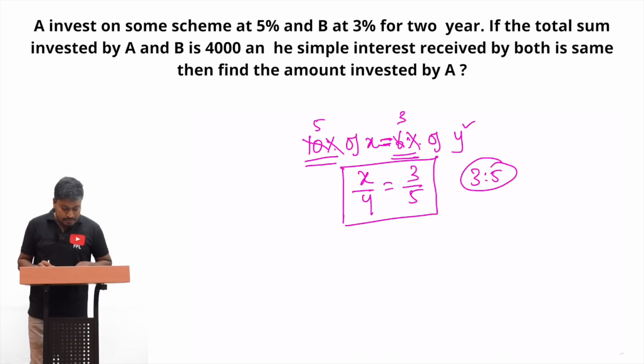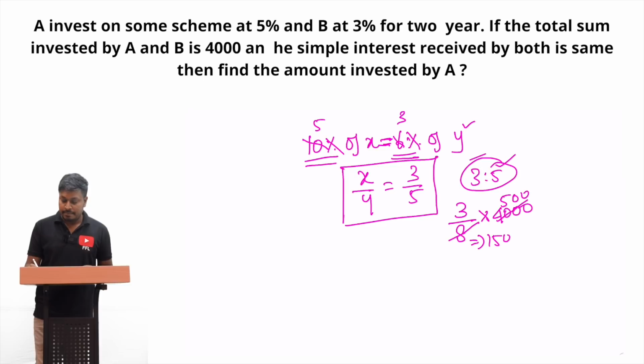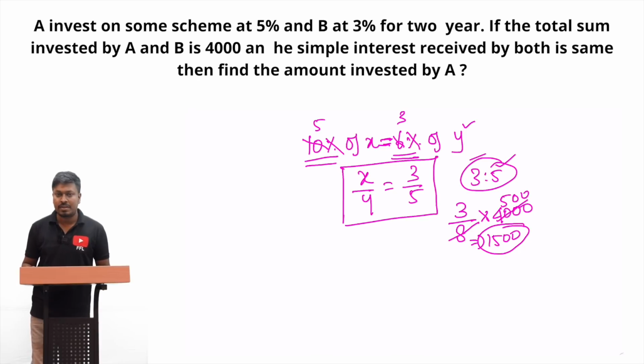And we know that the total investment is 4,000. Out of this 4,000, A's investment is 3 parts and B's investment is 5 parts. So A's investment is 3, and the total will be 8 parts, 5 plus 3 is 8, and the total amount invested is 4,000. So cancel it, 500, which gives 1,500. So 1,500 will be the amount that is invested by A. Very simple to solve. Understood or not?